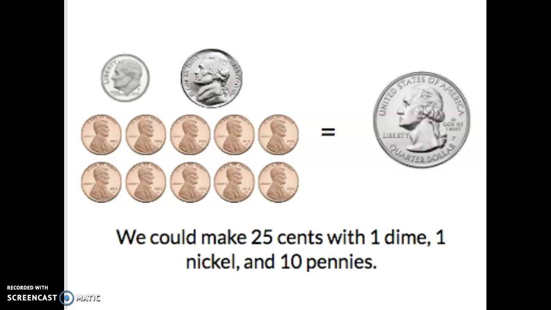We can make 25 cents with 1 dime, 1 nickel, and 10 pennies. 10, 15, 16, 17, 18, 19, 20, 21, 22, 23, 24, 25. So 1 dime, 1 nickel, and 10 pennies also makes 25 cents.